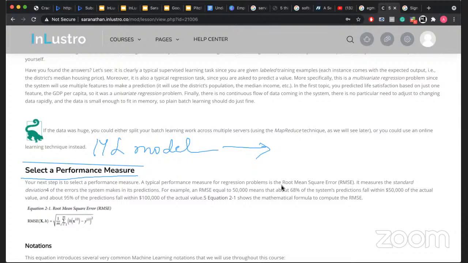So at this point, you have to understand what the performance measure is. The performance measure particularly used for linear regression problems is the RMSE, or the root mean square error. It measures the standard deviation of the errors the system makes in its predictions. An RMSE equal to 50,000 means 68% of the system's predictions fall within $50,000 of the actual value. About 95% of the predictions fall within $100,000 of the actual value, right?